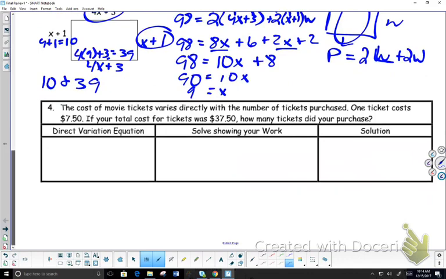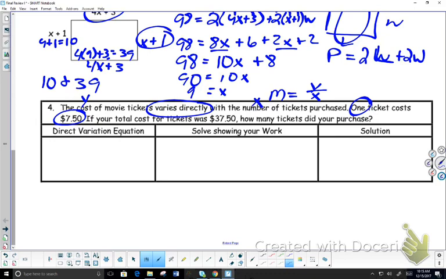Then we got the cost of movie tickets varies directly with the number of tickets purchased. Remember, varies directly means your slope equals y over x, okay? And also remember the cost of movie tickets, the cost varies directly, and that is y with x, the number of tickets. So one ticket costs $7.50, okay? So we got $7.50 for a cost, and then we got our number of tickets is 1.